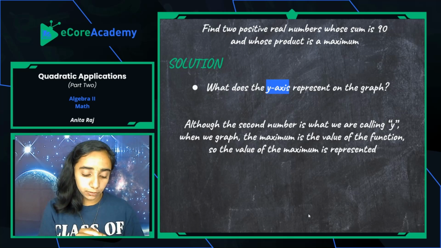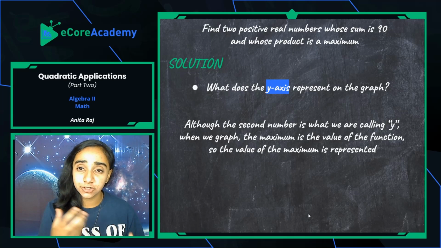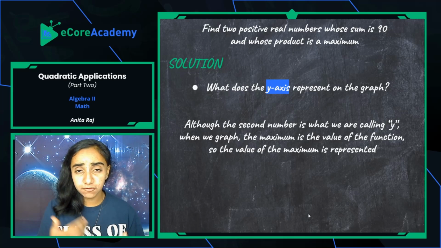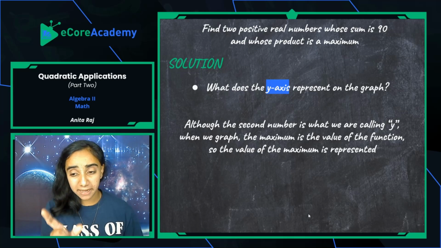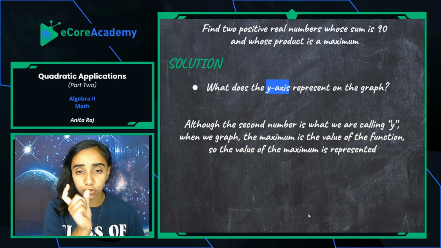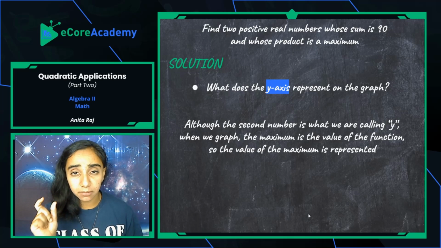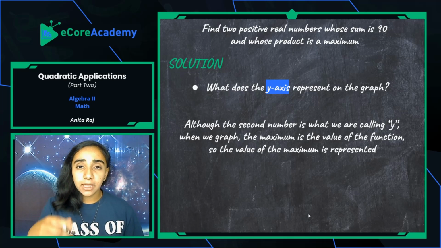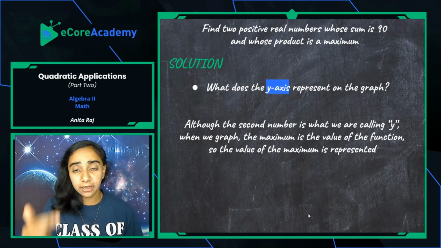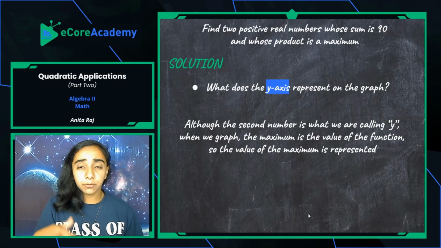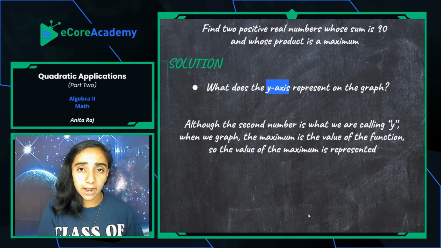And if you use the maximum function of the calculator and find the maximum, which is the vertex of that graph, you will get a coordinate pair. Like we said, the x-coordinate represents our first number. However, the y-coordinate represents your maximum product. Because if you think about it, x is what you're putting into a function. It's your input. Y is what you're getting out of the function. From our function p equals 90y minus y squared, we're putting a value in and we're getting a value out. Our output is going to be our y-coordinate, which is our y-axis.